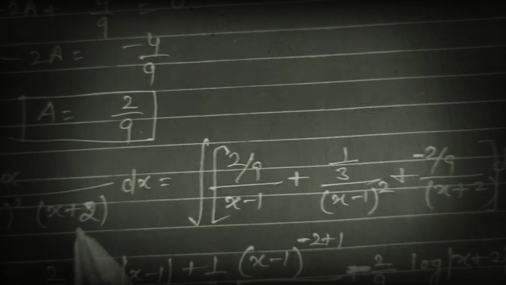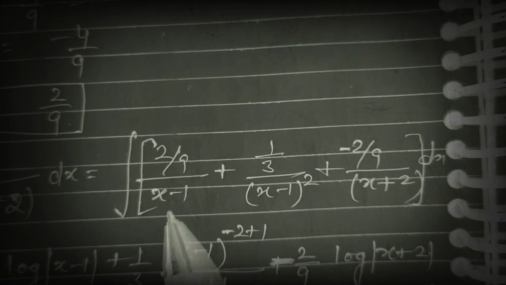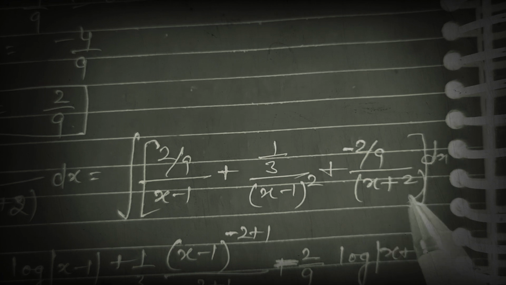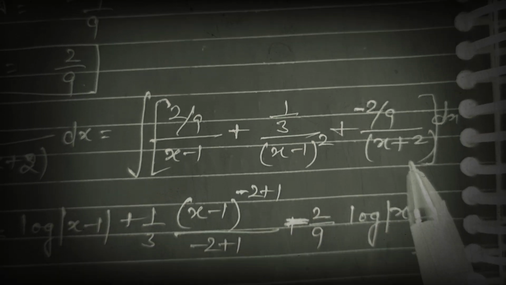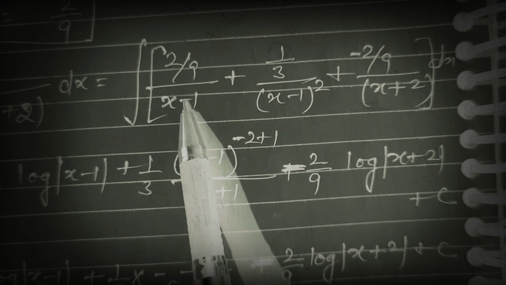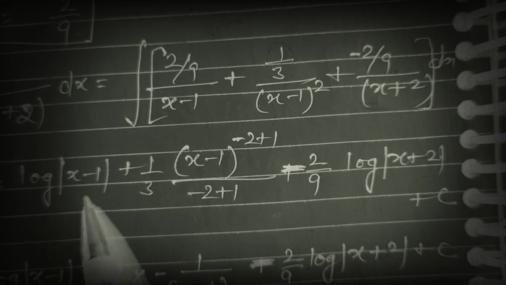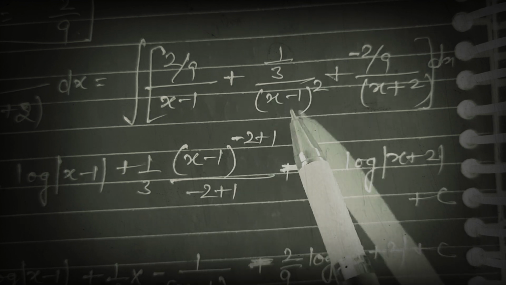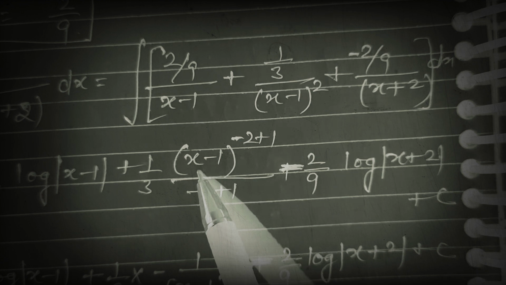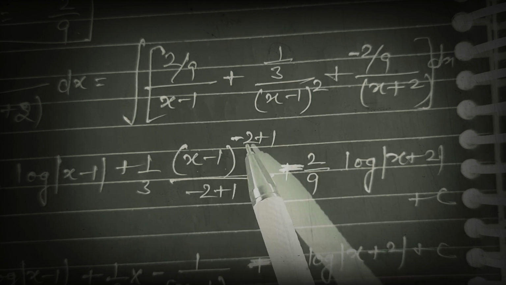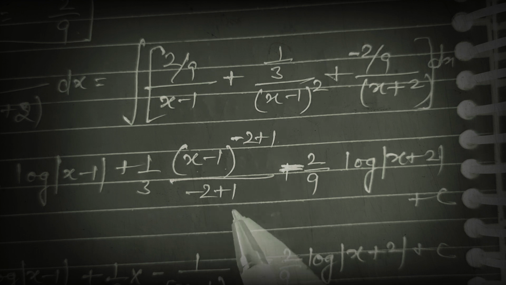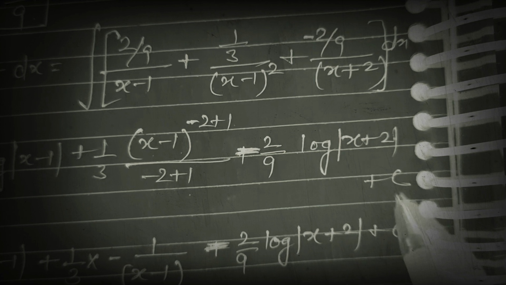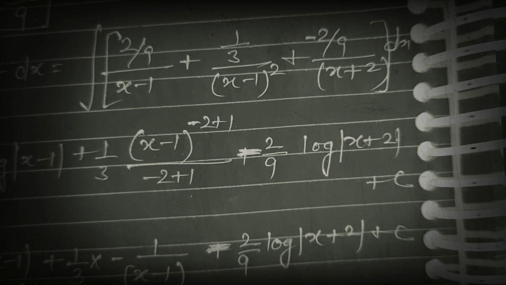x upon x minus 1 whole square into x plus 2 we can write as 2 by 9 upon x minus 1 plus 1 upon 3 upon x minus 1 whole square minus 2 by 9 upon x plus 2. Then we will take the integration of these. 2 by 9 as it is, integration of 1 upon x minus 1 is log of x minus 1, plus 1 by 3 as it is. x minus 1 whole square we will take up, it will be minus 2. So what is the integration of this? x minus 1 power minus 2 plus 1 upon minus 2 plus 1, minus 2 by 9 log of x plus 2, plus c.